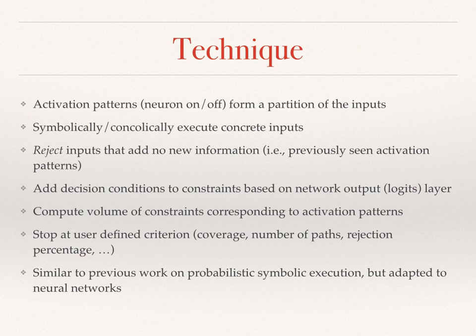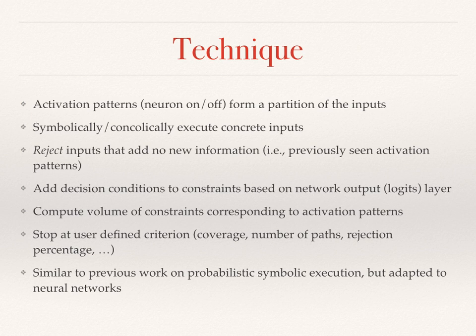So to summarize our technique, we collect activation patterns, which are neuron on-off patterns, and they form a partition of the input. We symbolically, or rather concolically, execute concrete inputs. We reject inputs that add no new information, meaning we reject the inputs with previously seen activation patterns. We add decision conditions to constraints based on network output, meaning the logits layer, and this allows us to amplify further the effect of the analysis for each sample. And then we compute the volume of the collected constraints, where the constraints correspond to the mathematical conditions imposed by the activation pattern, which compare the symbolic expressions that flow into a neuron with 0.